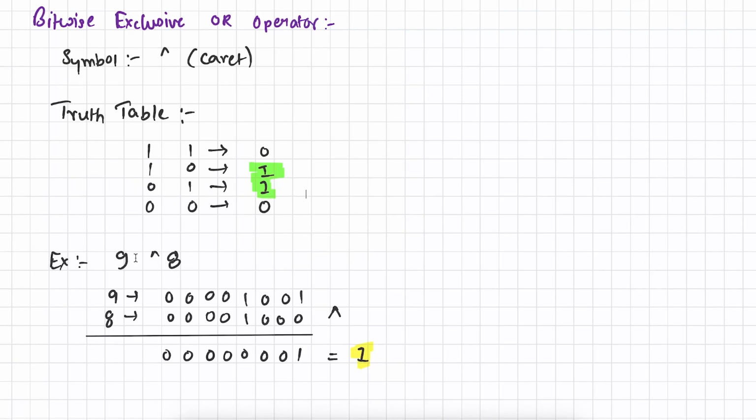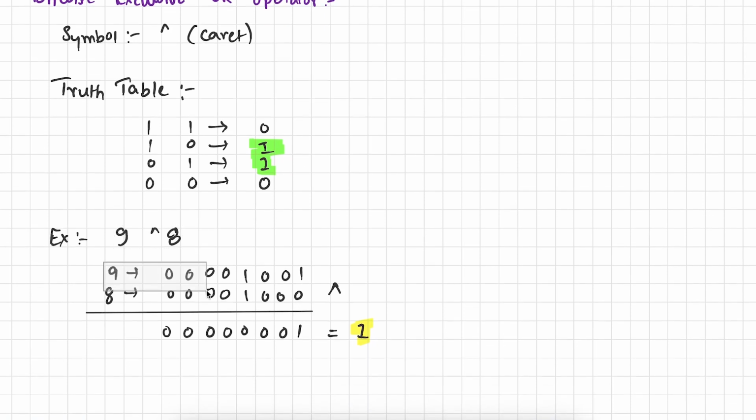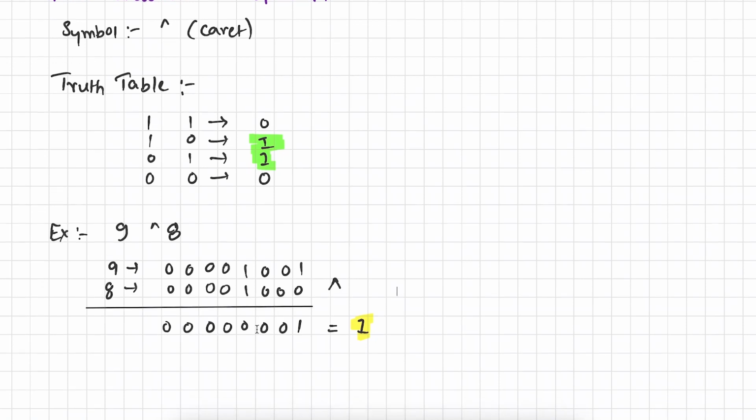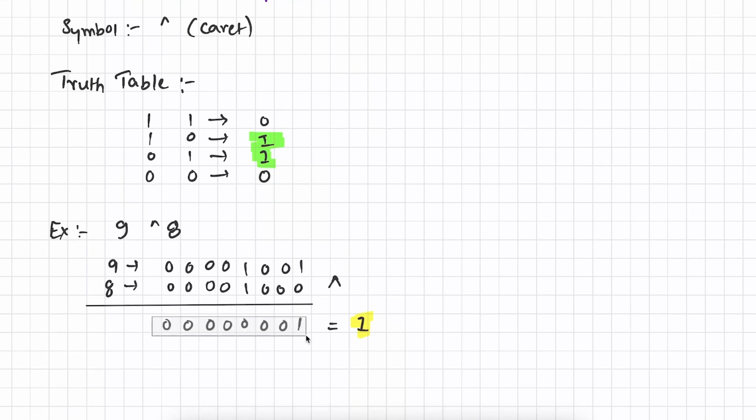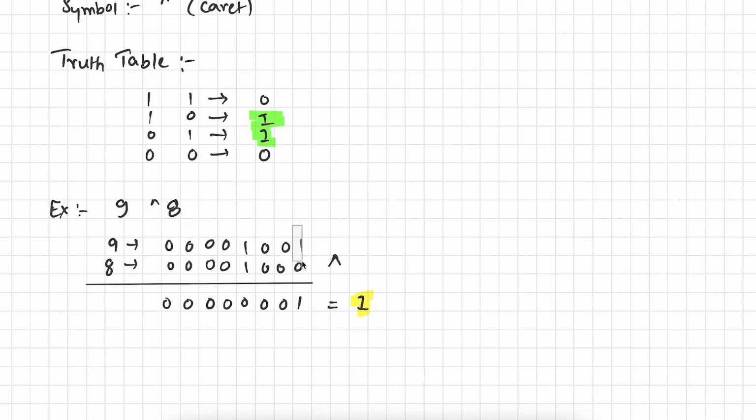So let's understand with an example. Let's say I want to XOR 9 with 8. So the binary representation of 9 is this and the binary representation of 8 is this. And if we take XOR of these, we get 0 0 0 0 0 0 0 1. And the decimal representation of this binary is 1. Why? Because only in this case we are getting 1. In all other cases we are getting 0. So this is all about the XOR operator.